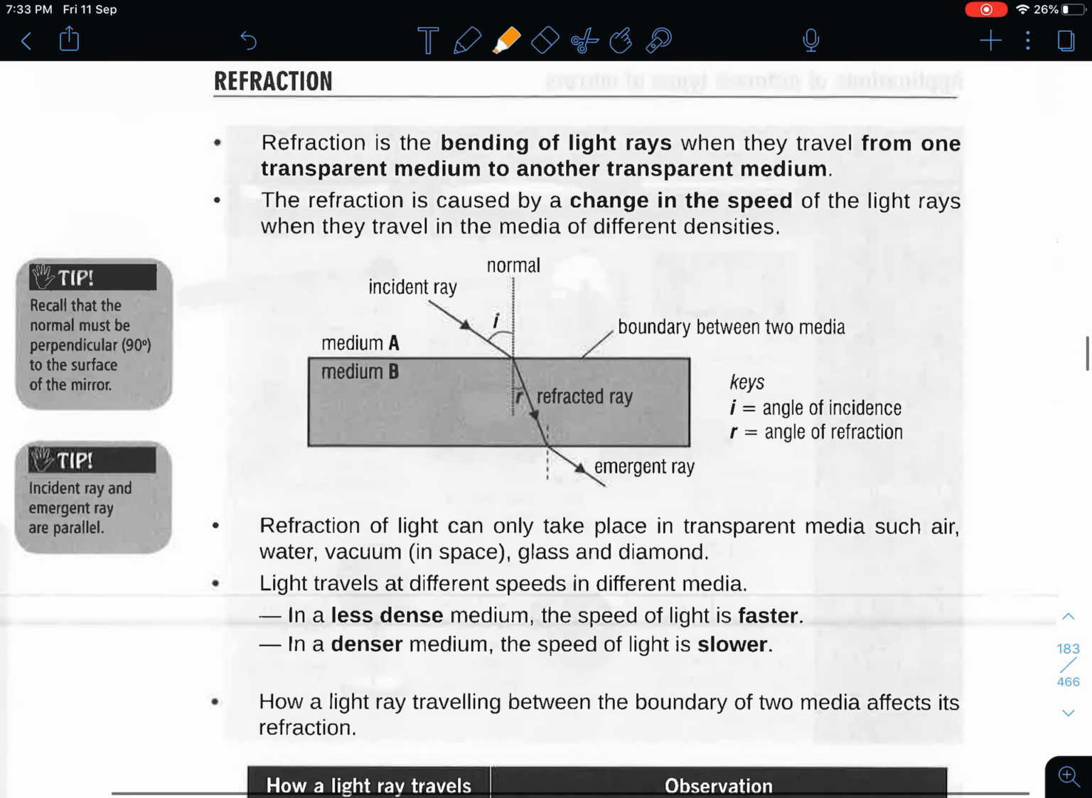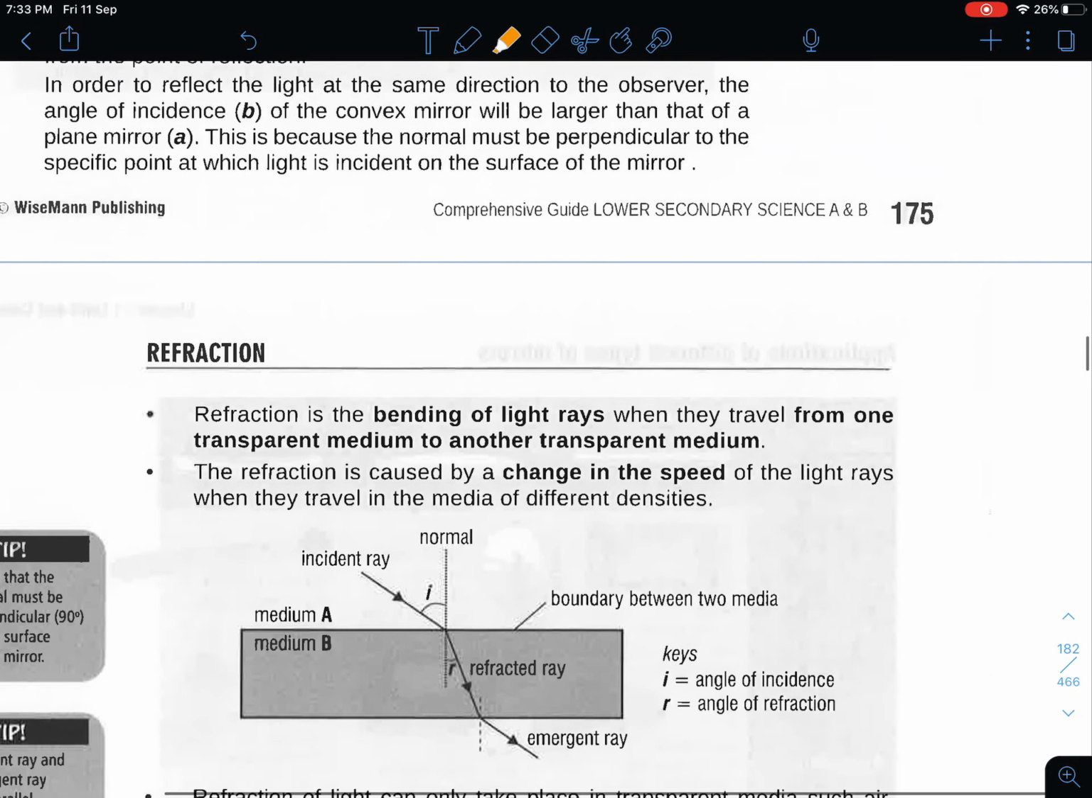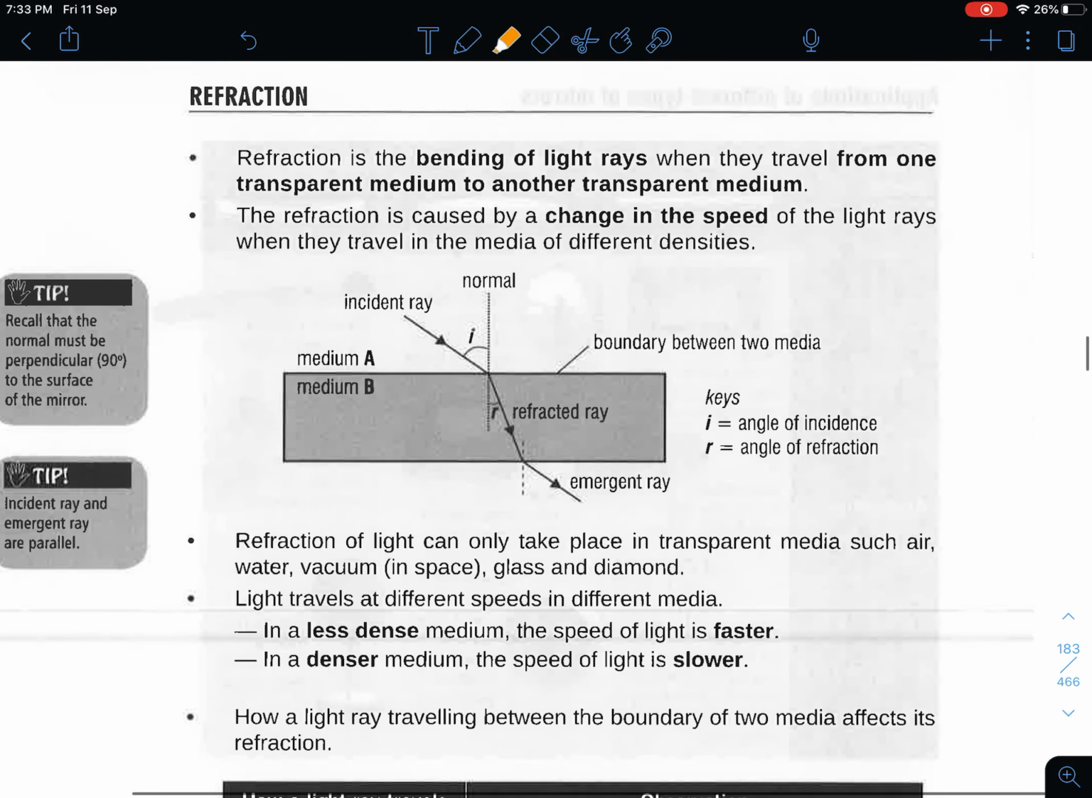Next, we look at refraction. Just now we talked about reflection, which is the bouncing of light. Now it's more about how light travels across a medium. In this case, refraction is the bending of light. Refraction is the bending of light rays when they travel from one transparent medium to another. And these two media tend to be of different optical density.